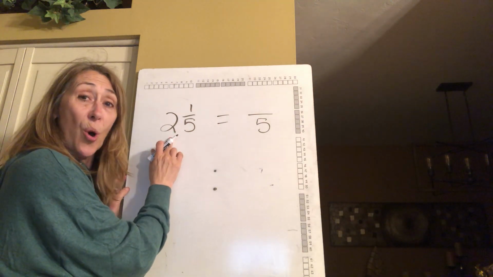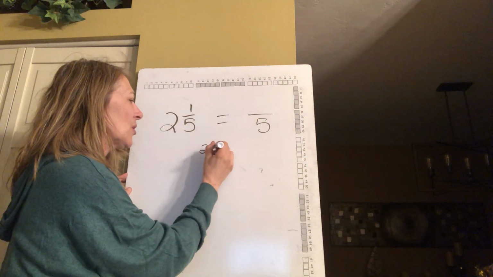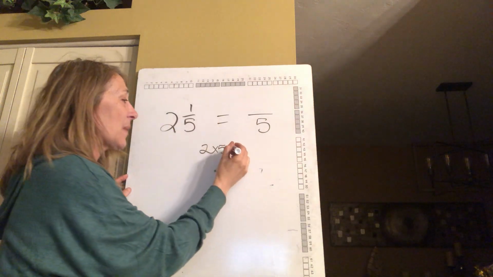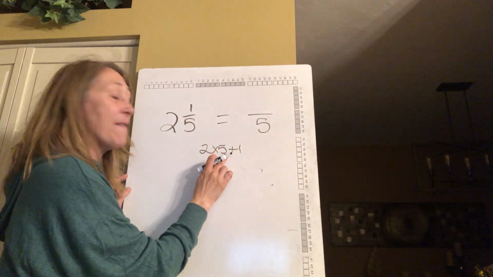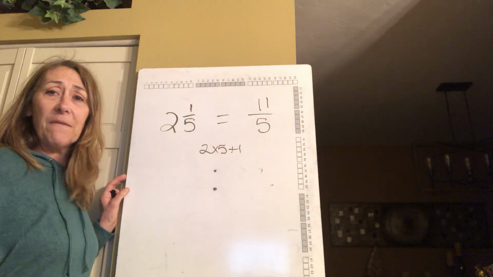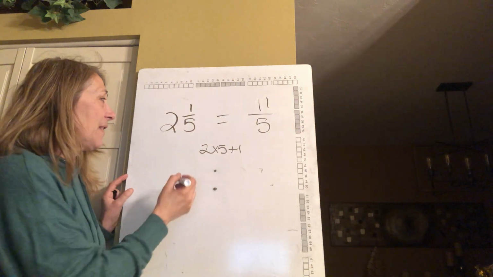I have 2 wholes, and it takes 5 pieces to make a whole. So it means 2 times 5 to get my 2 wholes plus my 1. 2 times 5 are 10, plus 1 are 11. 11 fifths are equivalent to 2 1/5. I'm going to leave that up there.